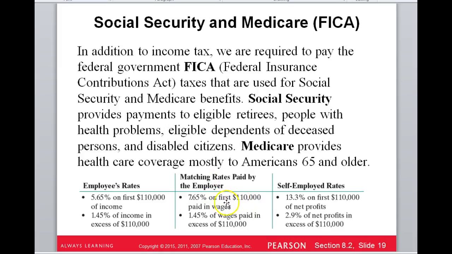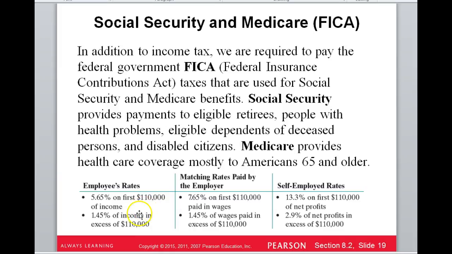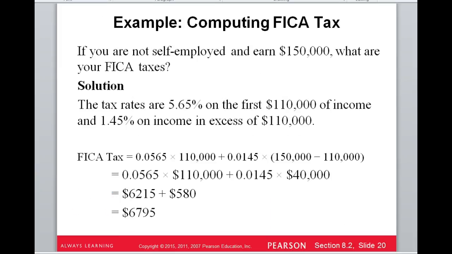All right, and a lot of times your employer will match some of these for you. If you're not self-employed, so you have a business that you work for, and you earn $150,000, what are your FICA taxes? So going back to here, it's the first $110,000 at this rate, the remaining at this rate. So we're going to multiply that first $110,000 by 0.0565, and then the remaining $40,000 gets hit at this amount.